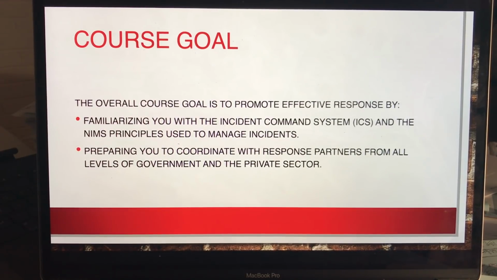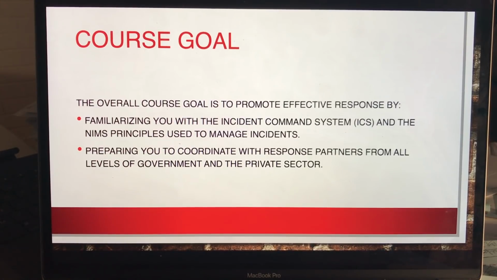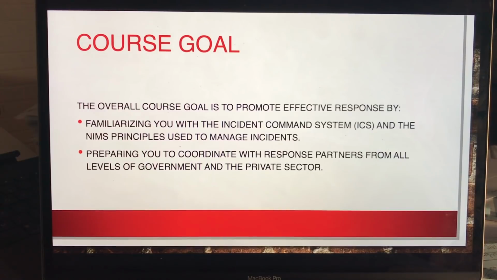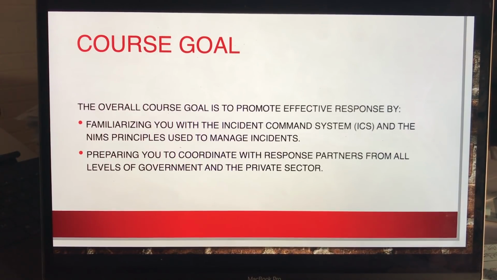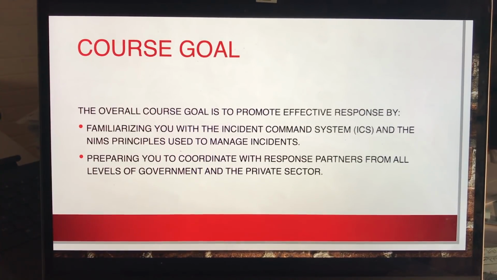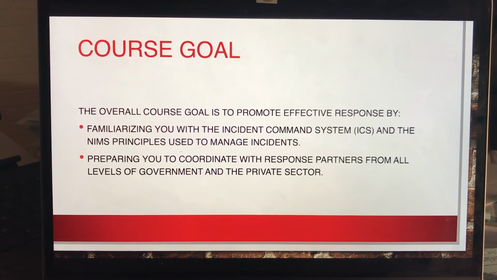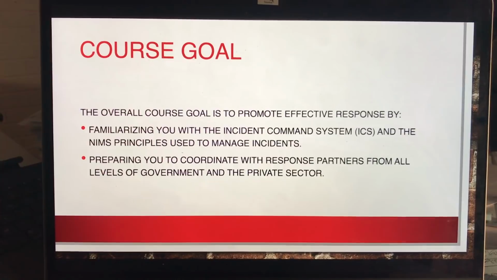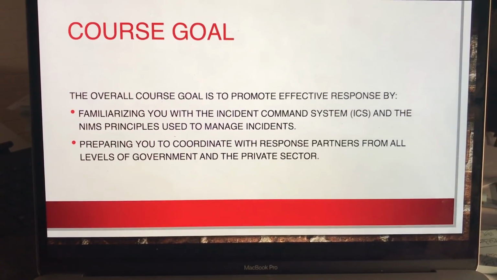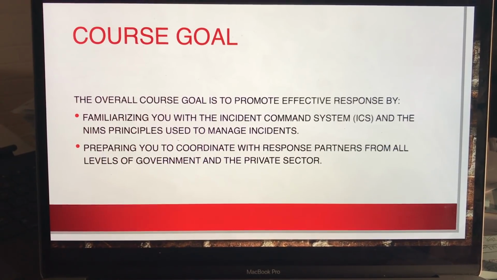Course goal. The overall course goal is to promote effective response by familiarizing you with the incident command system and the NIMS principles used to manage incidents, and prepare you to coordinate with responsible partners from all levels of government and the private sector.